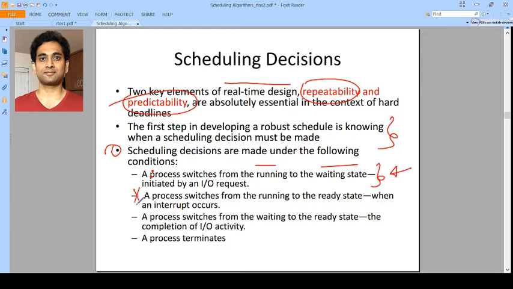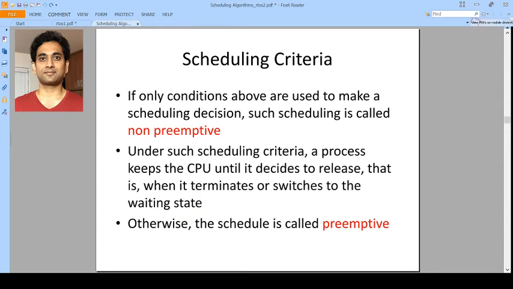The real-time operating system also has to make a scheduling decision when a process switches from running to ready state, or when a process switches from waiting to ready state. So these are all the situations when a currently running process terminates. What process, what task gets access to the CPU next? These are all the situations under which scheduling decisions have to be made.